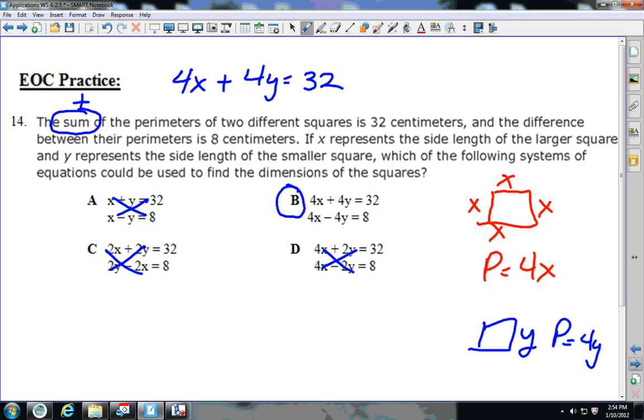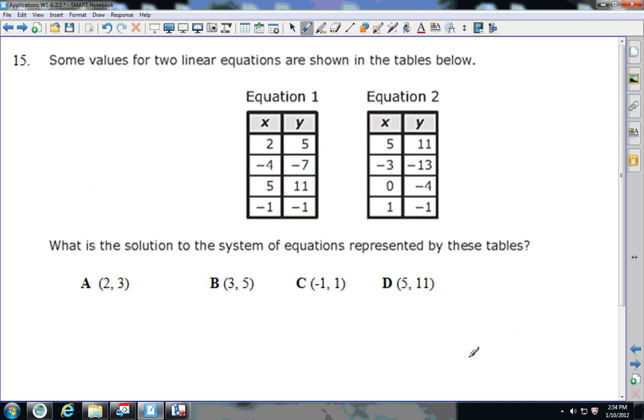Number 15. Some of the values of two linear equations are shown in the table below. What is the solution to the system of equations represented by these tables? Okay, so remember, the solution to a system is where the two lines intersect. That means they both have to go through the same point.